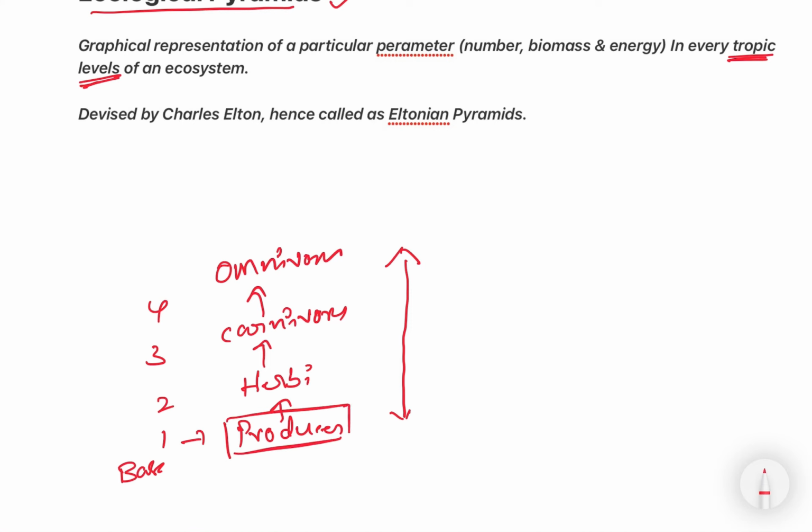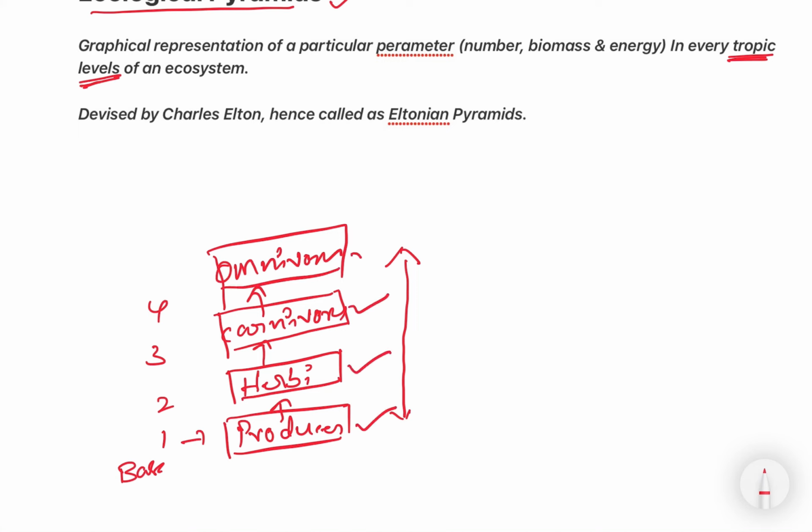Every individual type of organism is placed in a sequential way, and these boxes we can simply call trophic levels. Producers occupy the first trophic level, herbivores occupy the second trophic level, carnivores the third, and then the tertiary or top carnivores occupy the fourth trophic level. So this is about trophic levels.